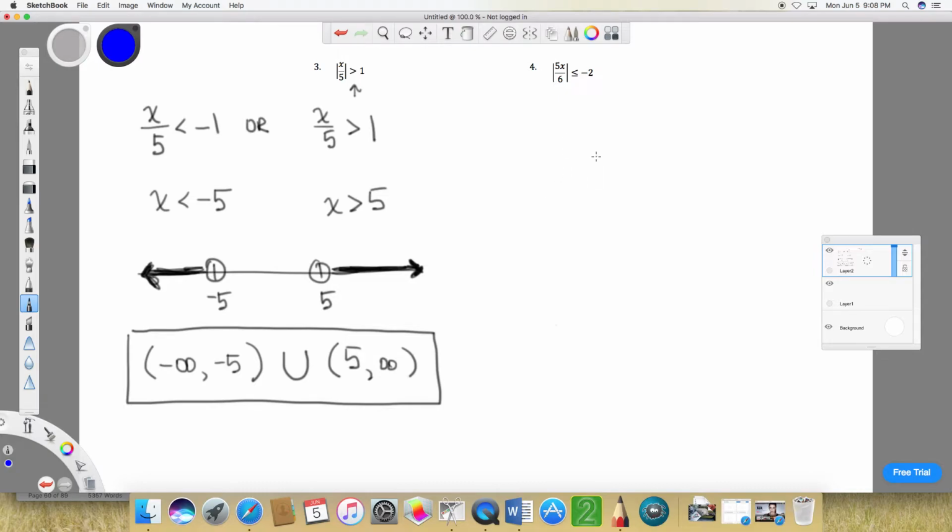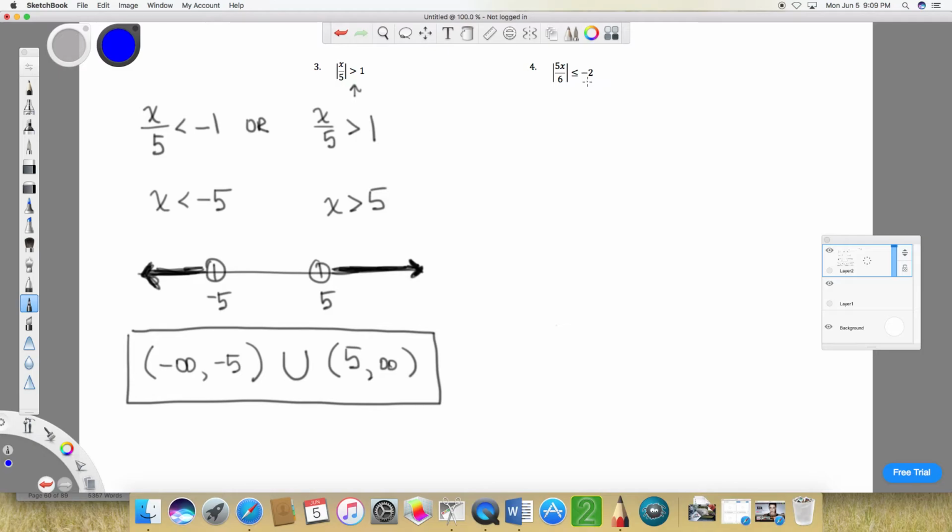And absolute values are always 0 or positive. And this inequality is saying that this absolute value is less than or equal to a negative number. And there's no way that that's ever going to be true. Absolute values are always 0 or positive. They're not less than -2.